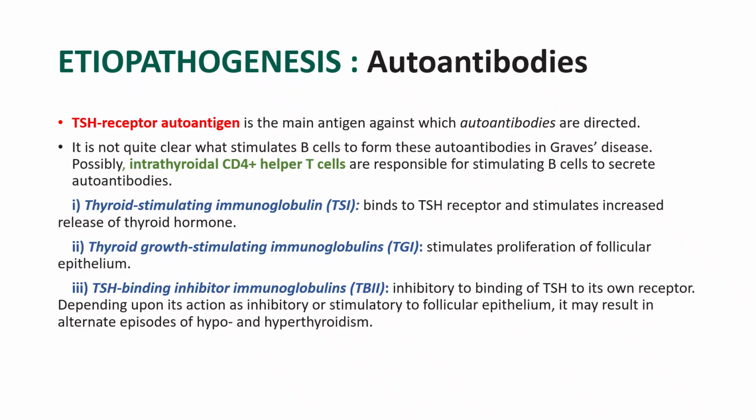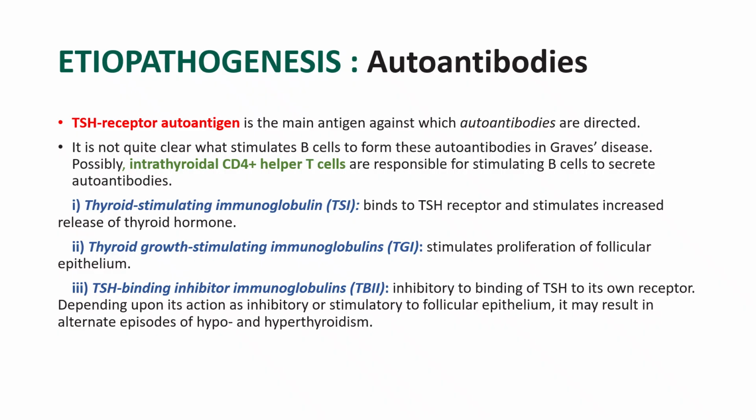Etiopathogenesis consists of autoantibodies. TSH receptor autoantigen is the main antigen against which autoantibodies are directed. It's not quite clear what stimulates B cells to form these autoantibodies in Graves' disease. Possibly intrathyroidal CD4 plus helper T cells are responsible for stimulating B cells to secrete autoantibodies. Thyroid stimulating immunoglobulin, TSI, binds to TSH receptor and stimulates increased release of thyroid hormone.